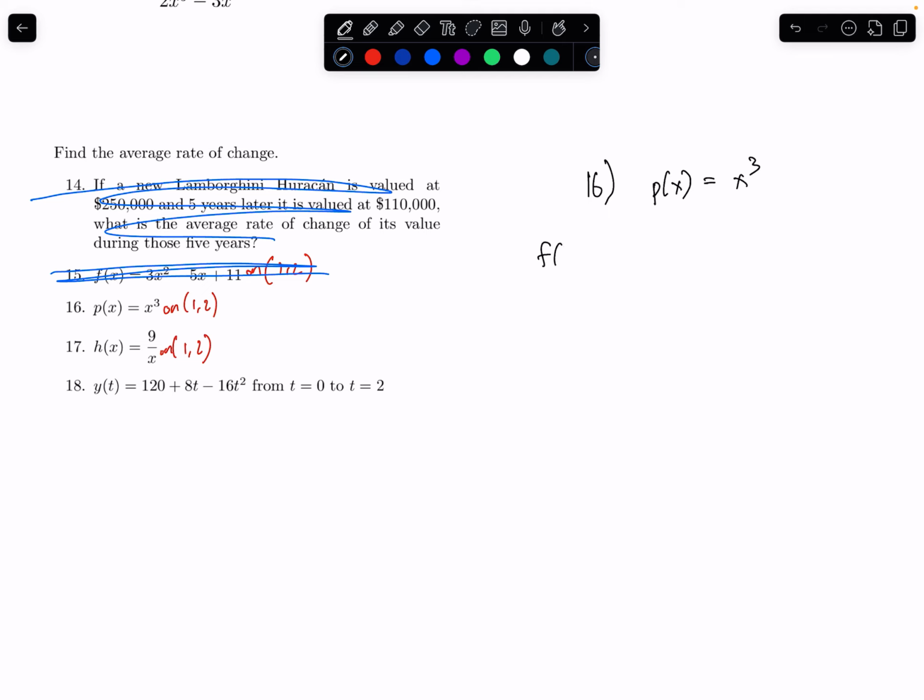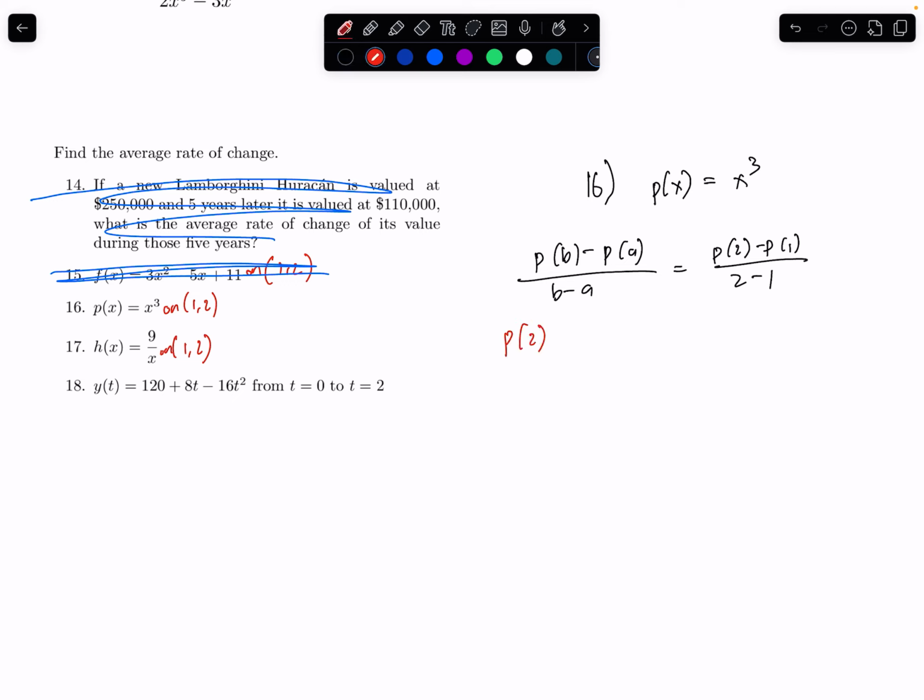We're again using this form, right? We're using f of b minus f of a over b minus a. And here in particular, we have f of 2 minus f of 1 over 2 minus 1. Except I just realized I'm not using f, I'm using p, but same thing. Let's replace those with p's.